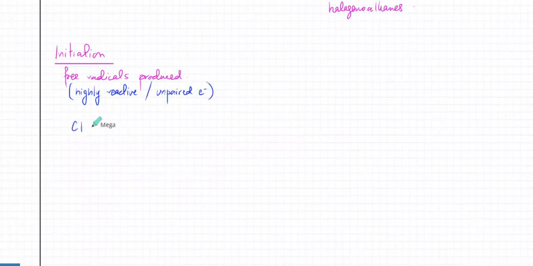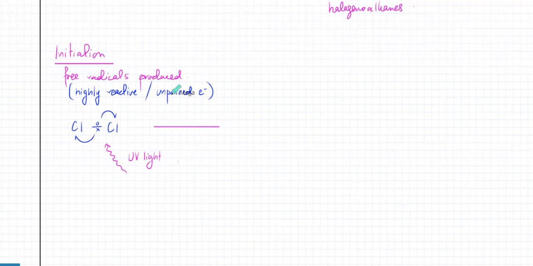So if you have a Cl2 molecule, what happens is that of the two electrons in the Cl2 bond, one electron goes to one of the Cl's, the other one goes to the other Cl. And this happens because of UV light. So under UV light or sunlight, this happens. What type of bond fission is this? Homolytic.